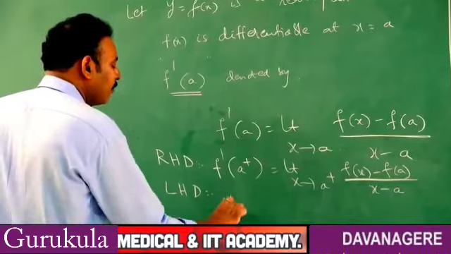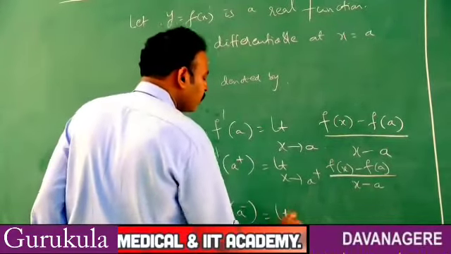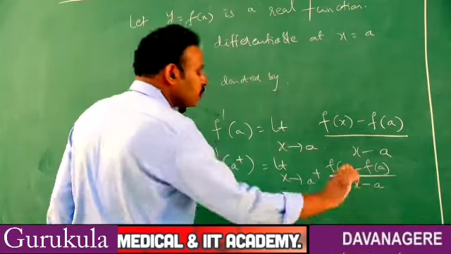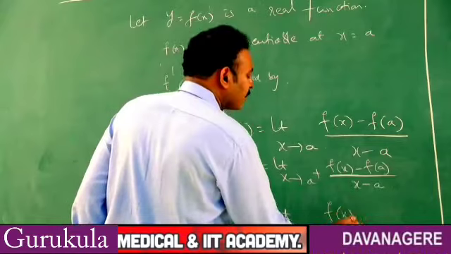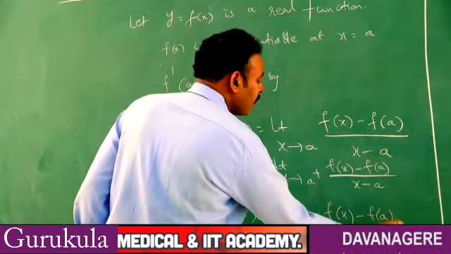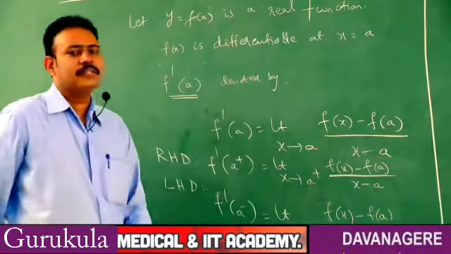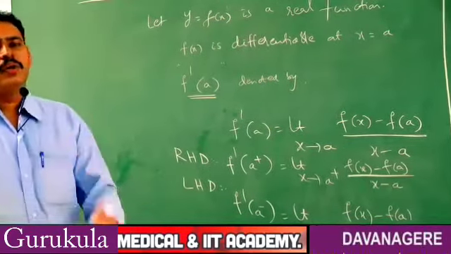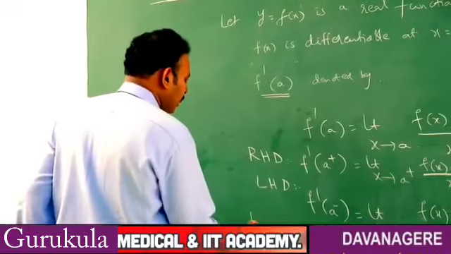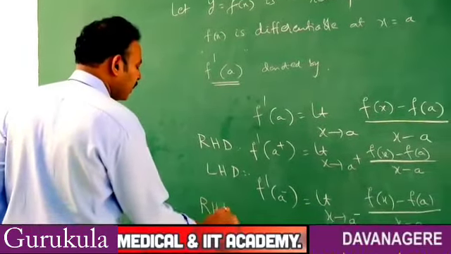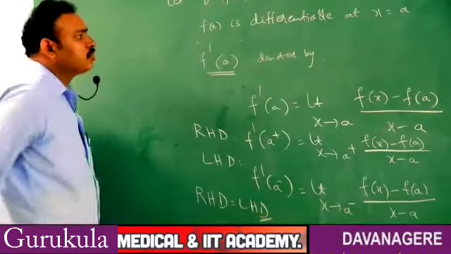The left hand derivative is f dash of a minus, is equal to limit x tends to a minus of f of x minus f of a by x minus a, students. That is the left hand derivative and the right hand derivative, and both should be equal. Limit h tends to 0, like that also we can define, students.